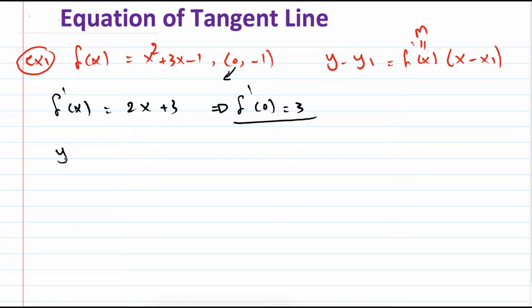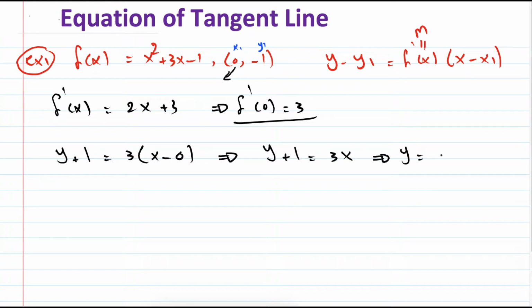So y minus y1 is minus 1. We have a minus right here, so it will be plus 1 equals 3 multiplied by x minus 0, because x1 is just 0. So this is x1, this is y1. So from this, y plus 1 equals 3x, and from this, y equals 3x minus 1. That is the equation of the tangent line at 0 and minus 1 for this particular function, x to the 2 plus 3x minus 1.